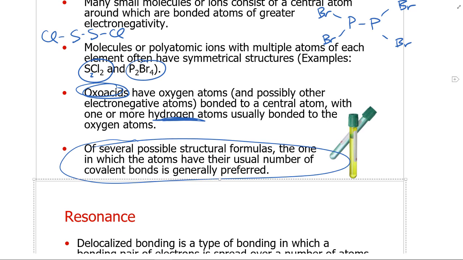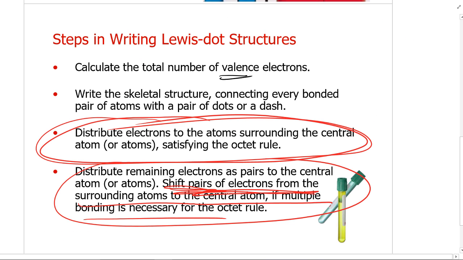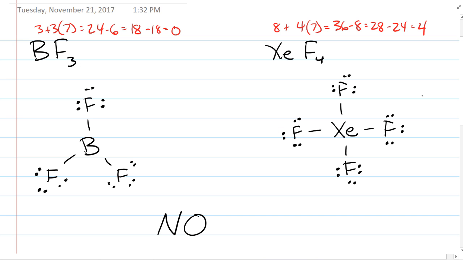And if we follow our rules through here, it tells us that whatever we have left, we distribute them as pairs to the central atom or atoms. So again, if we follow through the sequence here, we assign them as pairs to the central atom. So put in 2 here and 2 here. Again, remembering that they are always paired up. Any questions on this one?